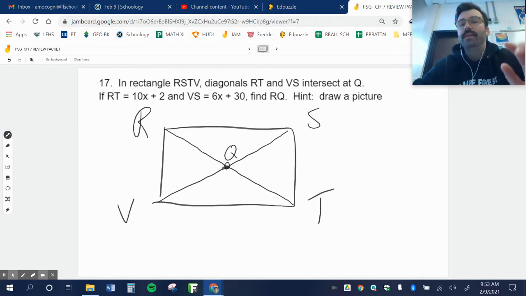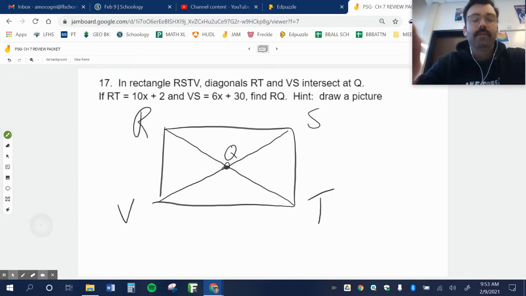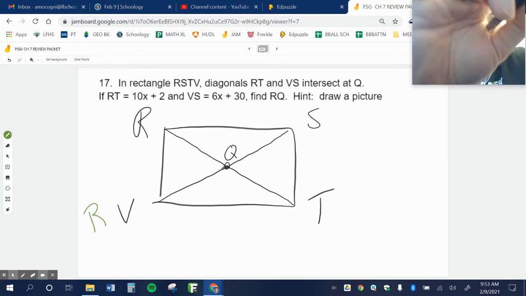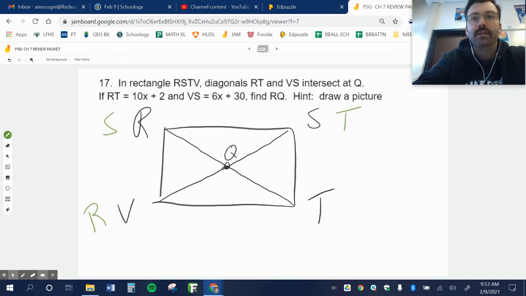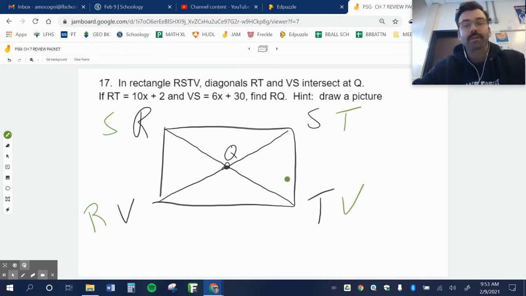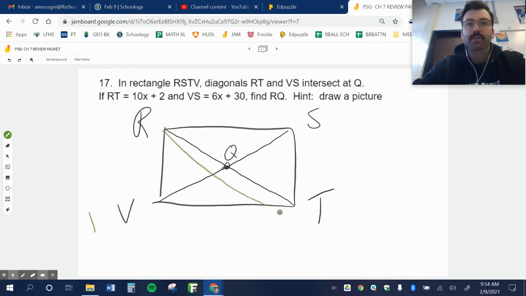Now, let me say this right now. If I started down here, that's okay, but I have to go in the same direction all the way around. I can't jump across. You'll still end up getting the same answer because the diagonals are still going to be named the same letters. If you look here, I have R to T, okay, and V to S.